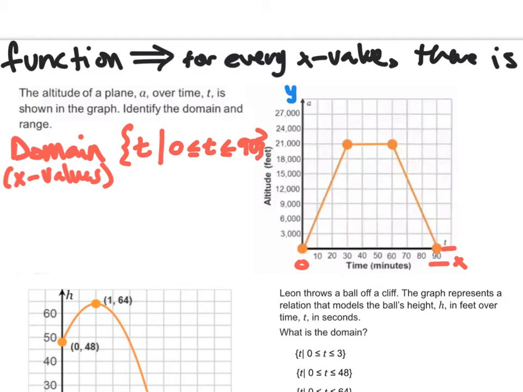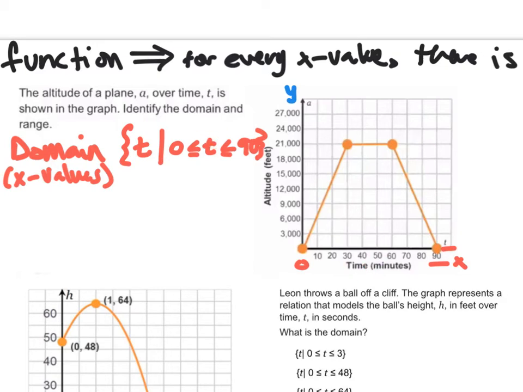All right? So when it asks, what's our domain? I go, okay, where do I have x values? I have x values that go from 0 all the way to 90. So to show all those values, I have to use an inequality. I have to say, okay, between 0 and 90, that's where my x values are. In this case, they're values for t, which is time.